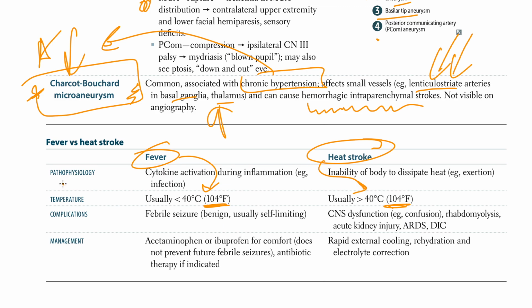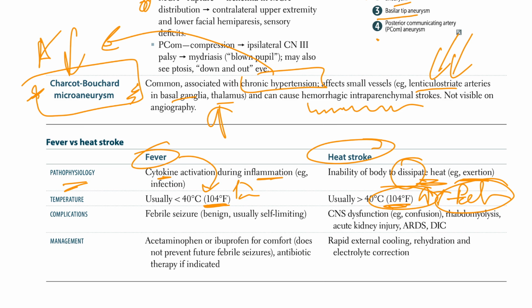Okay. With this, let's talk about the pathophysiology. In fever, who's causing this fever? Well, it's the cytokines activation during the inflammation. But in the heat stroke, who's causing this increase in temperature? You are not able to dissipate the heat exertion. You can't dissipate the heat out of the body, causing an increase in temperature of the body, more than 104. So fever is sort of physiological, pathological, but within the normal physiological actions. But here you're just looking at pathology. The body is like, what's going on with me?